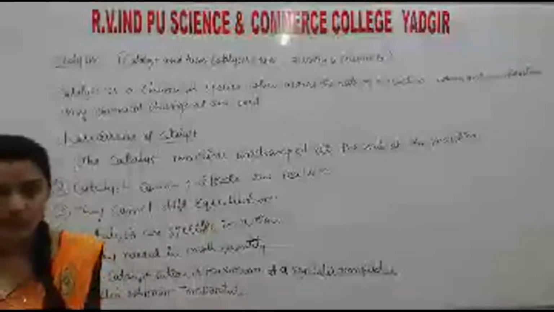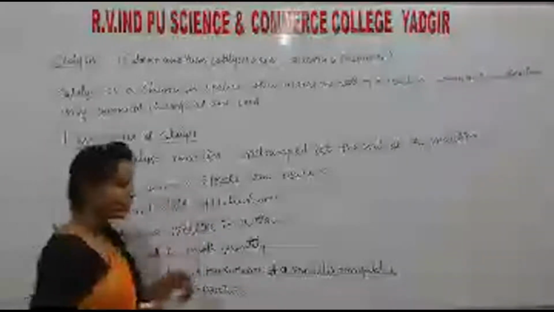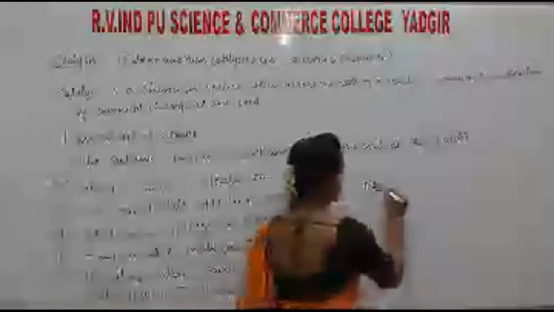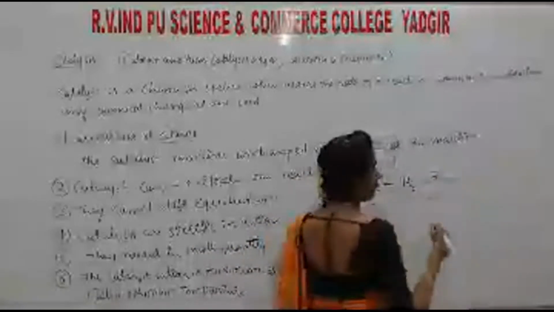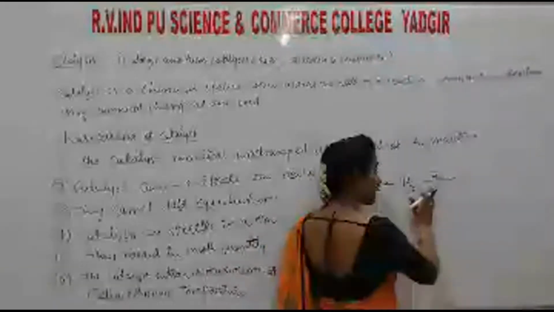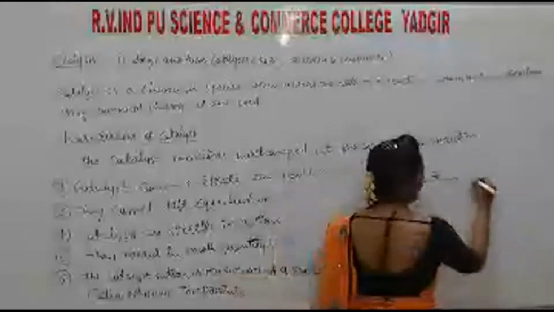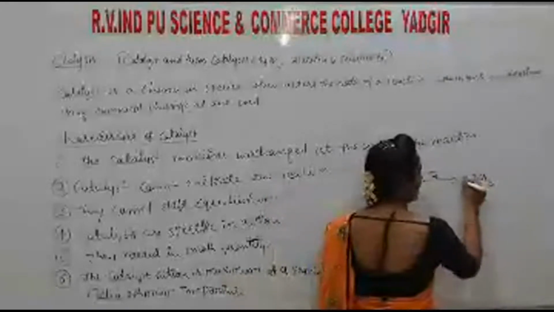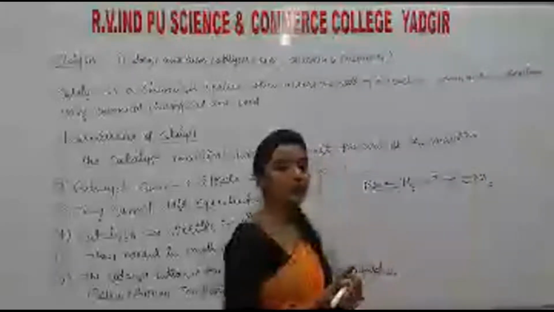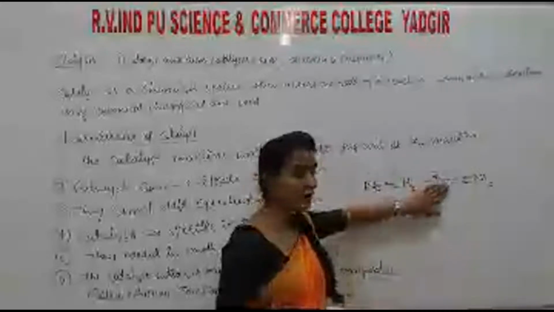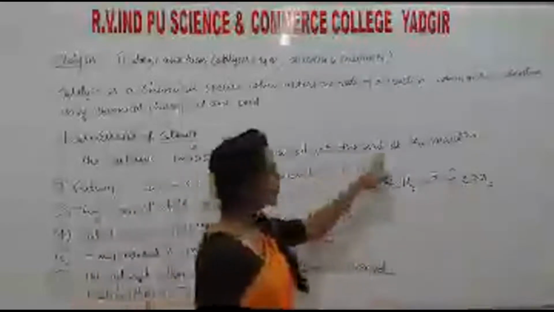What is the characteristics here? Listen, the catalyst remains unchanged. For example, if nitrogen is there, hydrogen is there, and iron is taken as a catalyst, this iron cannot change its property. Iron remains iron only, but it helps to form NH3 easily. Understand? So this is what the catalysts do. So this remains unchanged at the end of the reaction.